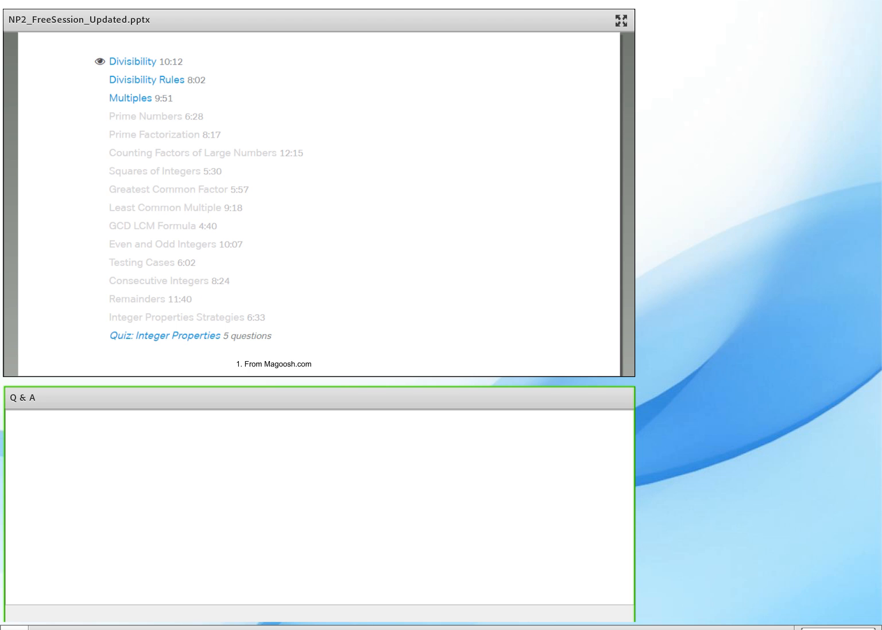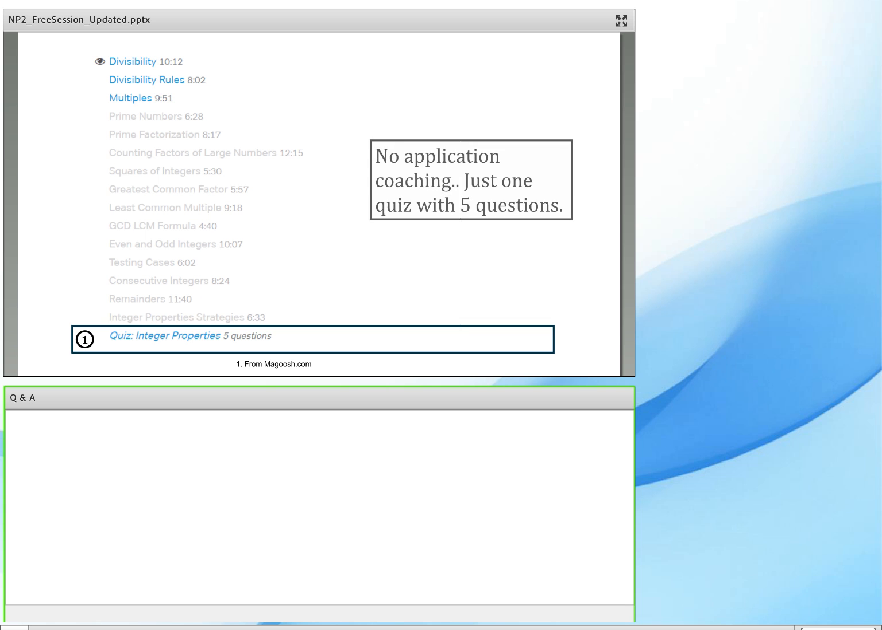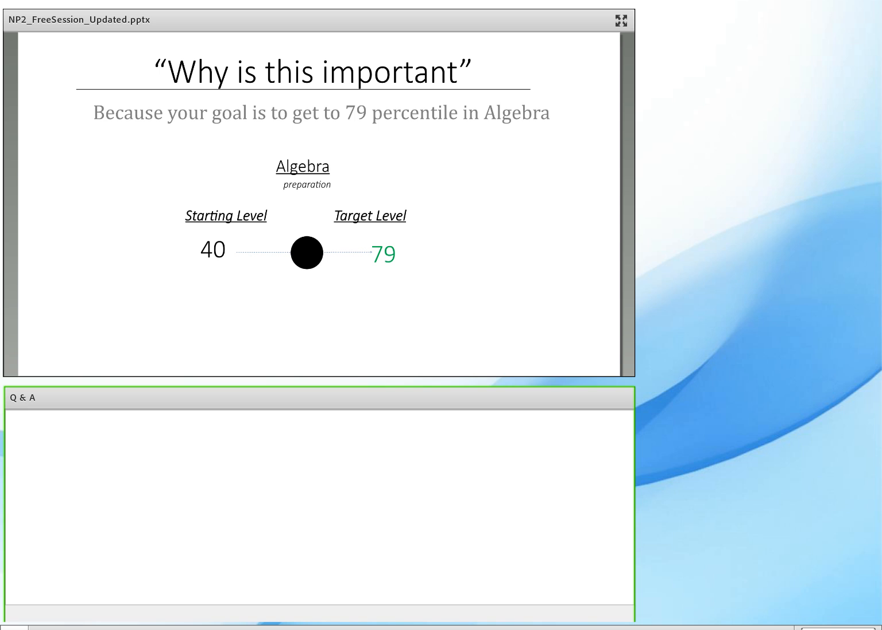Now, again, when you compare this with the Magoosh course, what you find is the concept of teaching application doesn't exist. It teaches you a ton of concepts. Then it gives you one quiz at the end. Again, this is not an application quiz. This is a practice quiz. You don't even get a score in your dashboard. Again, the intent is not to give you feedback, but just to give you practice. Now, why is this important? The reason this is important is because your goal is to get to that 79th or that 83rd percentile in algebra. Your goal is not just to learn algebra.